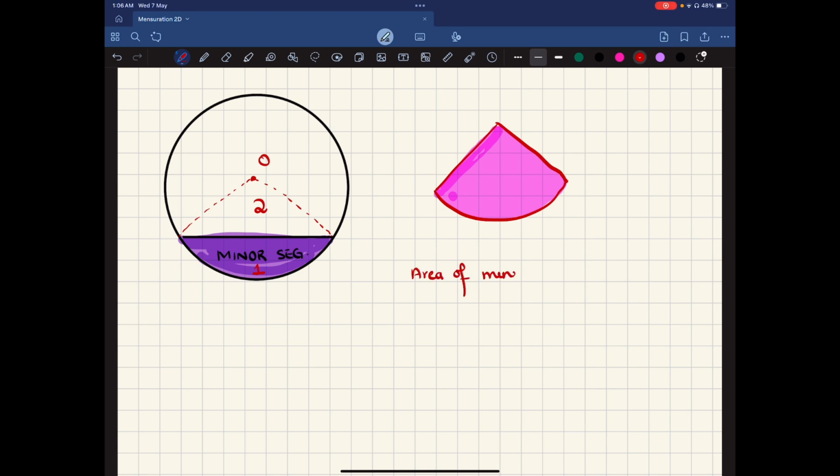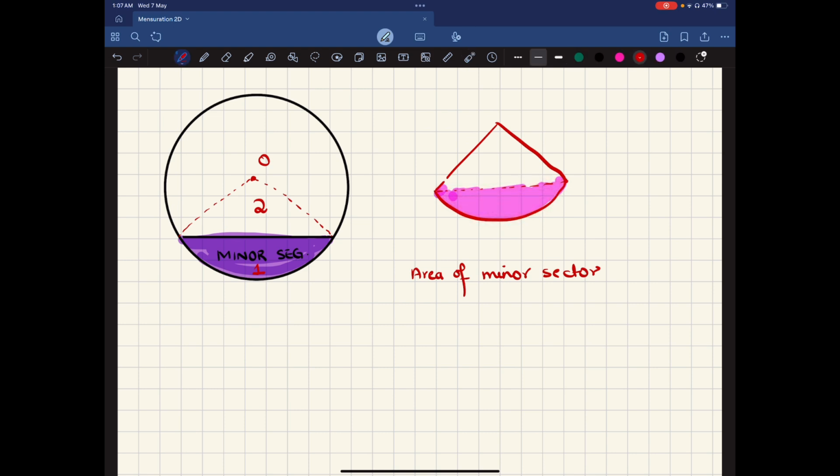So first we are going to calculate the area of the minor sector using the formula. And then we are going to find the area of the triangle, and we are then going to subtract the area of the triangle. So whatever I'm subtracting, I'm going to erase. Okay, so we calculated the area of this minor sector, and then we calculated the area of the triangle, and then we subtracted the area of the triangle from the minor sector. So what are we left with? See, we're left with the area of the minor segment.